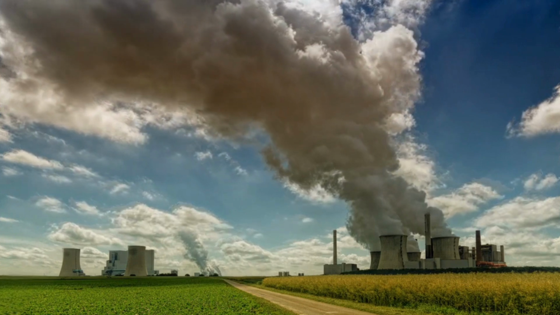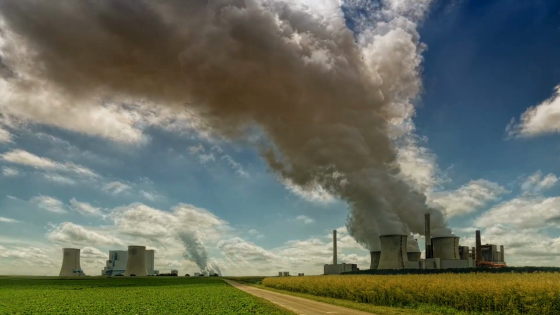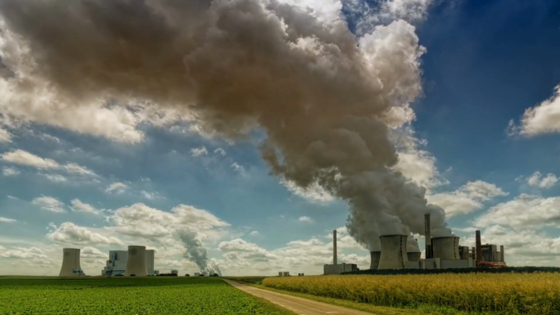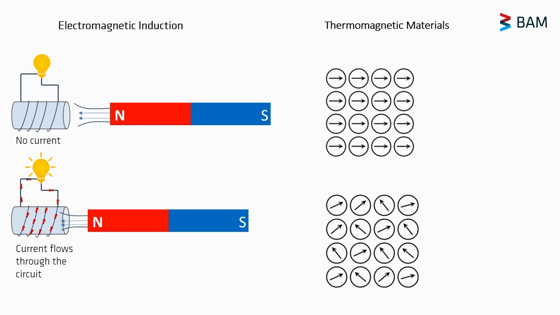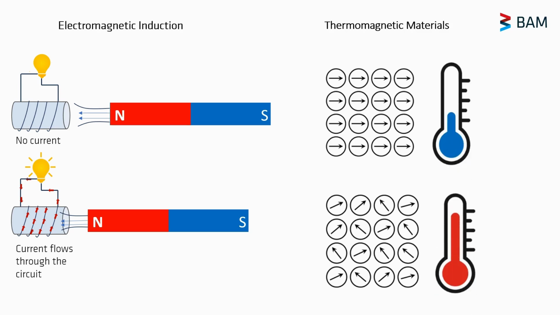So how can we efficiently convert waste heat into electricity? The developed technology will be based on Faraday's law of induction and thermomagnetic materials. Heating or cooling a thermomagnetic material results in a significant change in its magnetization, and when a conductor is exposed to a changing magnetic field, an electric current is induced in the conductor.